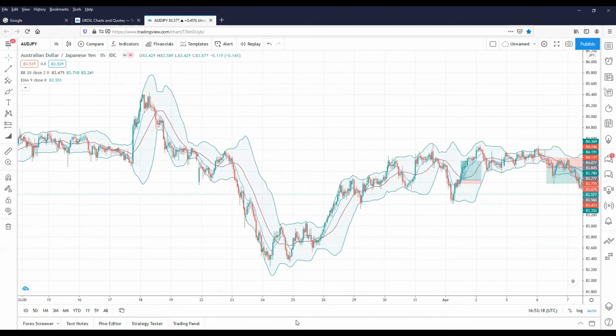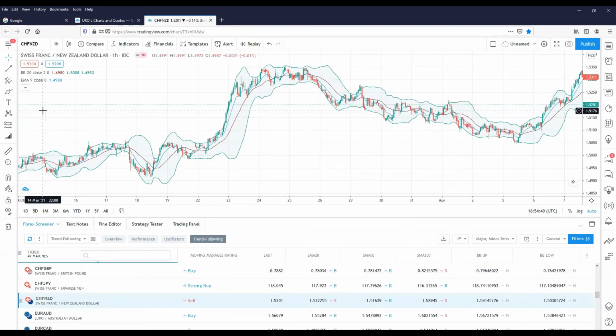Let's look at another asset. This is another random asset. This asset is the CHFNZD, so that's the Swiss franc New Zealand dollar. The price of the asset went out the Bollinger Band. So this is the first signal. The second signal, it went back inside the Bollinger Band. The third signal is the moving average, the price crossover right here. This would tell us to buy, to go long on the asset.